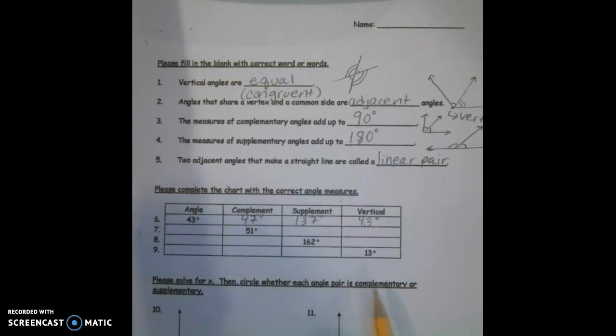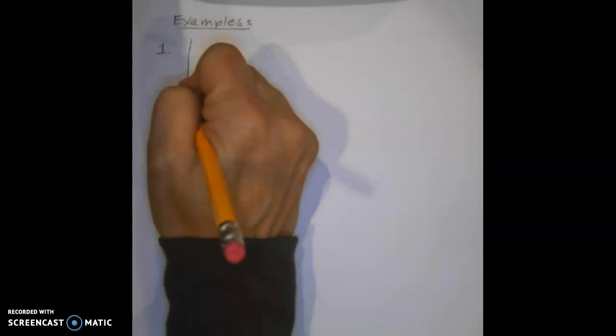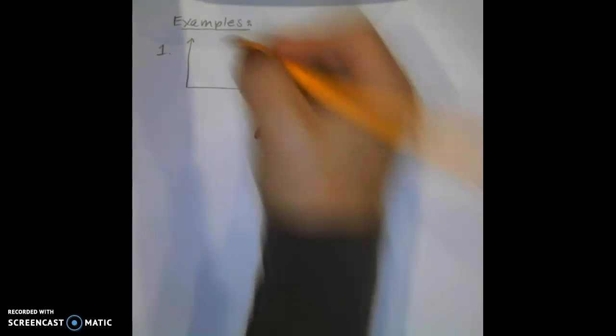Next, we're going to do some examples of how to solve for x using algebra for complementary, supplementary, and vertical angles. So you're going to want to get out a piece of paper to copy these examples down, and then you'll be able to finish all of the problems on the worksheet by yourself. Let's start with complementary. Go ahead and copy the drawing in your notes.